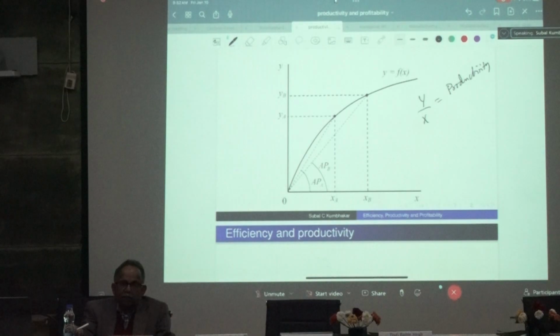So we need to extend this measure of simple productivity, Y over X, to something else which we call total factor productivity. You can see from this graph what is happening. Let's suppose we're talking about two firms, A and B.